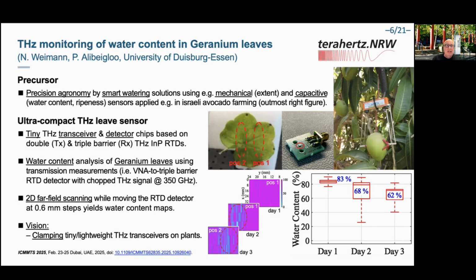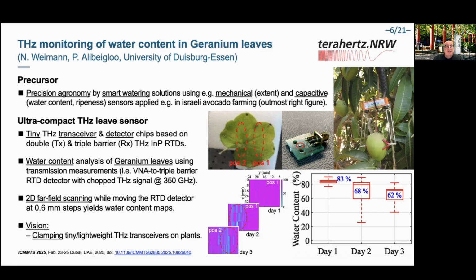So moving now to the next research that has been carried out in Niels Weimann's groups on terahertz monitoring of water content in geranium leaves. Here I want to start with an example of precision farming in Israel. What you see here on the right-hand side is an avocado that is somehow clamped between a very strange-looking device. I will come to that later.